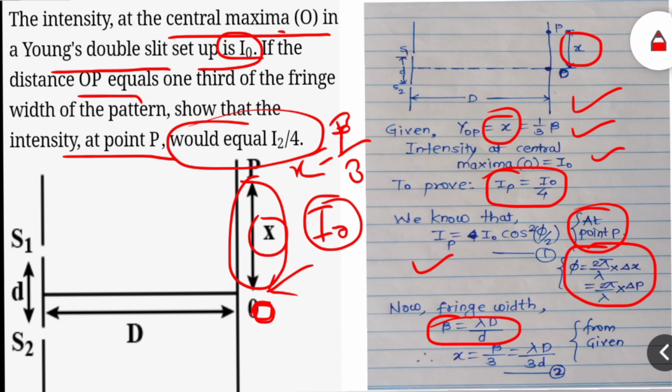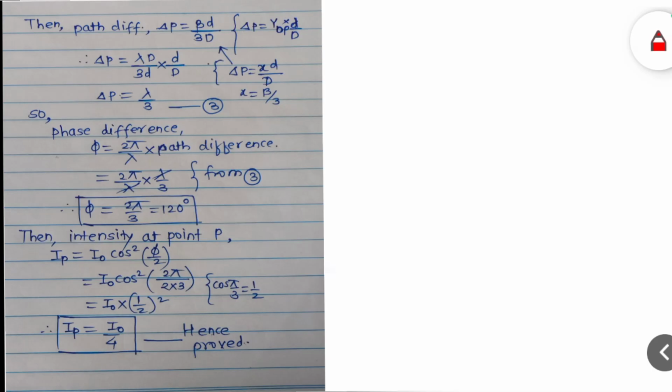So if my beta is lambda D by d, then my x will become beta by 3, so it is lambda D upon 3d. Now we will go to the next page. We have already seen that we got the value of beta and also the value of x. Now you can see delta p.